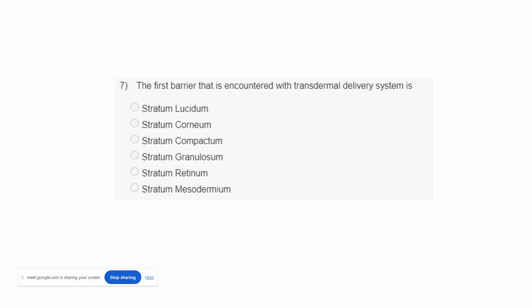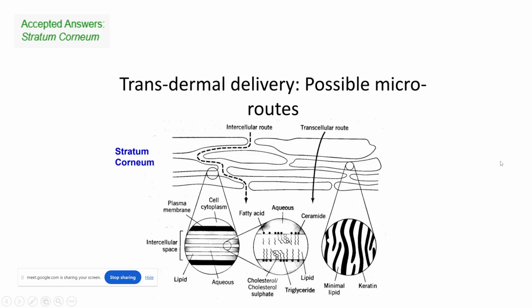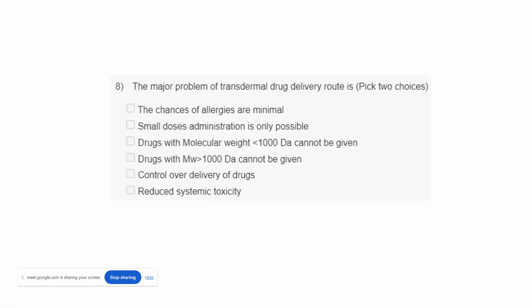Then the next question was the first barrier that is encountered with transdermal delivery system. So this is a factual question. So the answer is stratum corneum. It is the first layer and the very first barrier for transdermal delivery. This was the next question. The major problem of transdermal drug delivery route is, so here you have to select 2 correct options, and those are small dose of administration is only possible, and drugs with molecular weight greater than 1000 Dalton cannot be given.